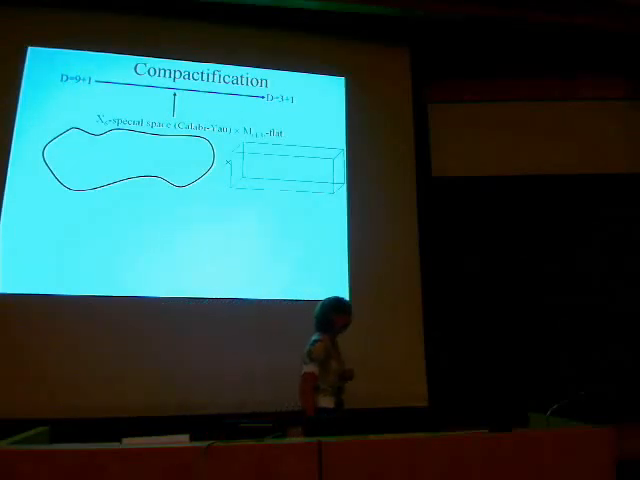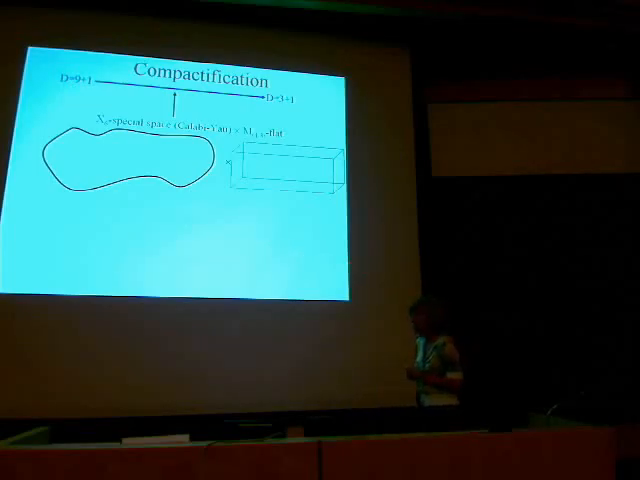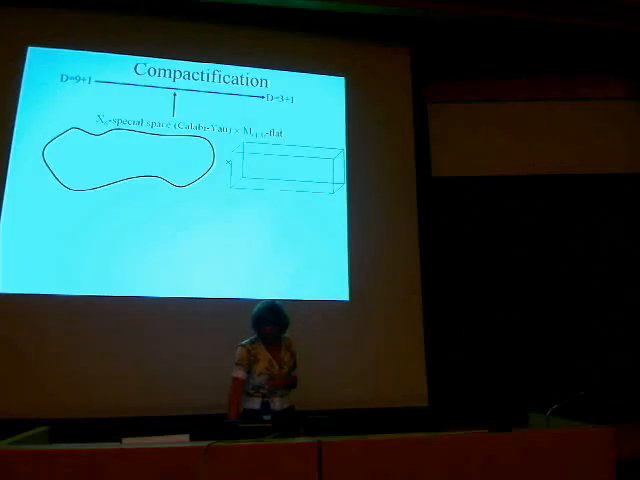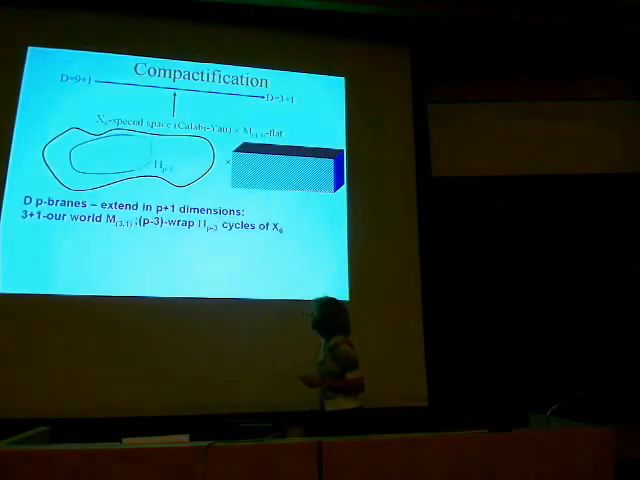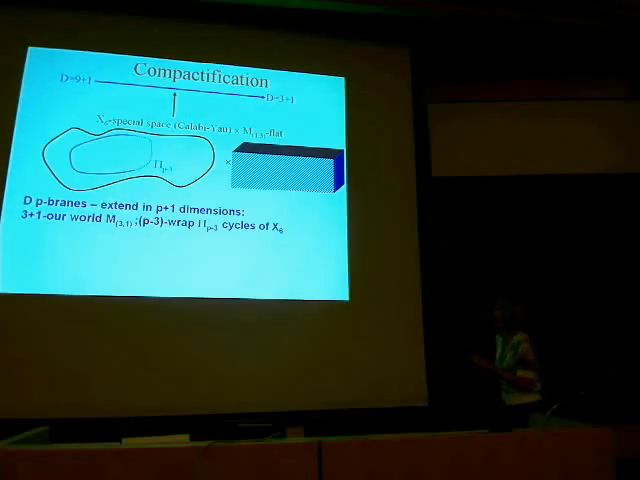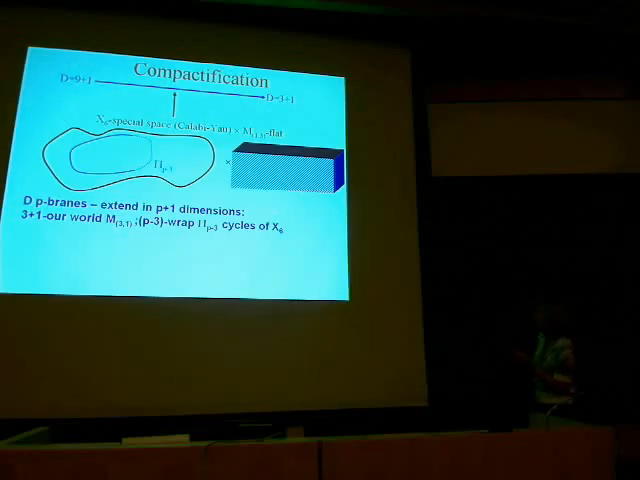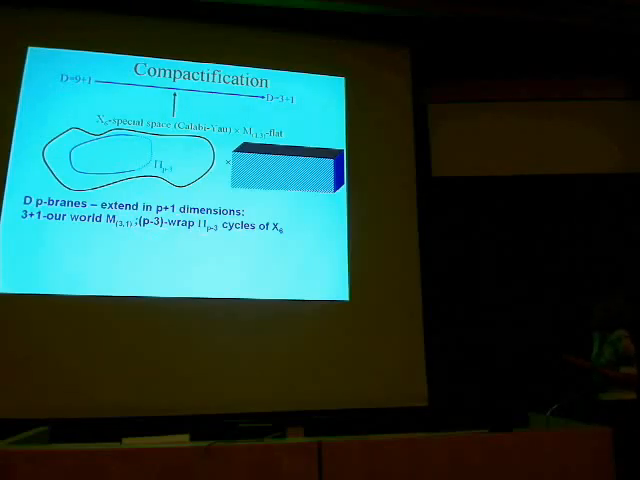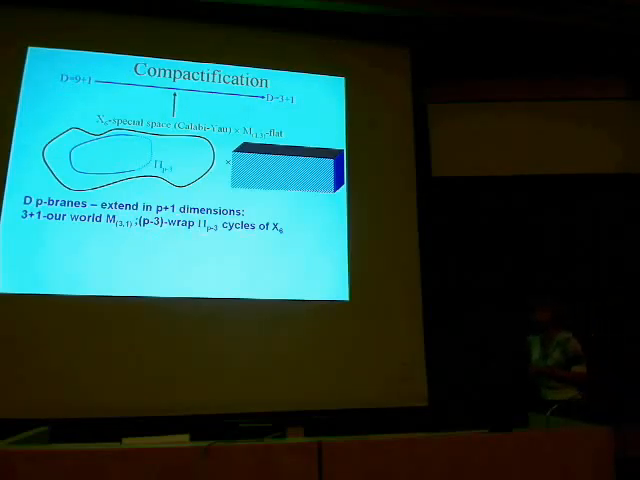So now we are complicating the situation even more, because within this context of such a space-time structure, we introduce boundaries of open strings, which are the Dp-branes. So they extend as boundaries in p plus 1 worldvolume dimensions. 3 plus 1 would be worldvolume dimensions of our world, and p minus 3 extra dimensions will have to live in internal space, wrapping p minus 3 dimensional cycles in internal space.